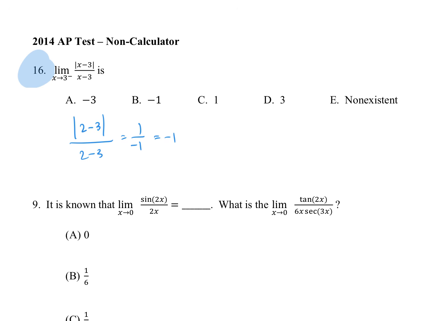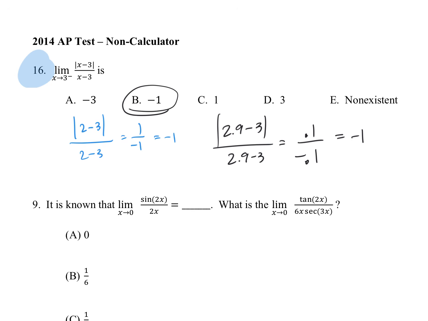Okay. And you're like, well, I see that as an answer. But could we get closer to 3 than 2? Could we try a 2.9? What if I threw a 2.9 in there? 2.9 minus 3 on top over a 2.9 minus 3 on the bottom. What would we get up top? Negative 0.1, absolute value is 0.1. What about on the bottom? Negative 0.1. What's any number divided by itself? 1. So this answer? We did it.